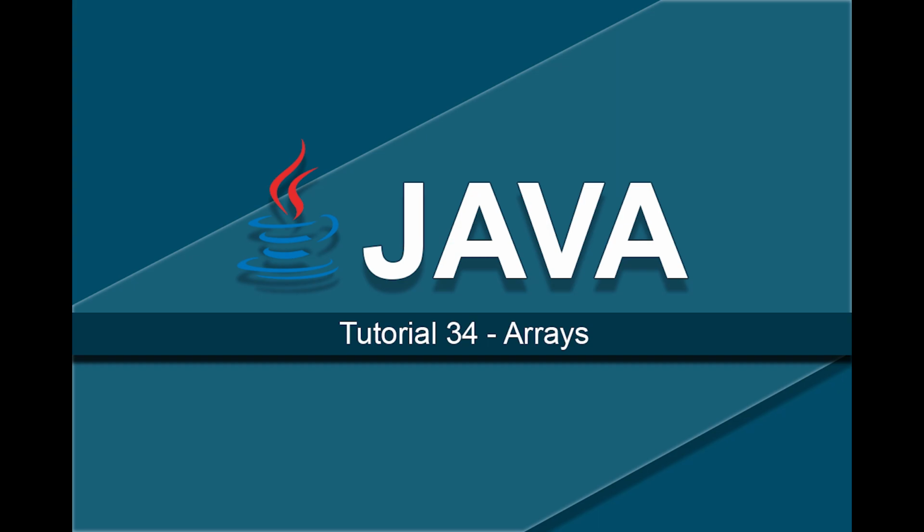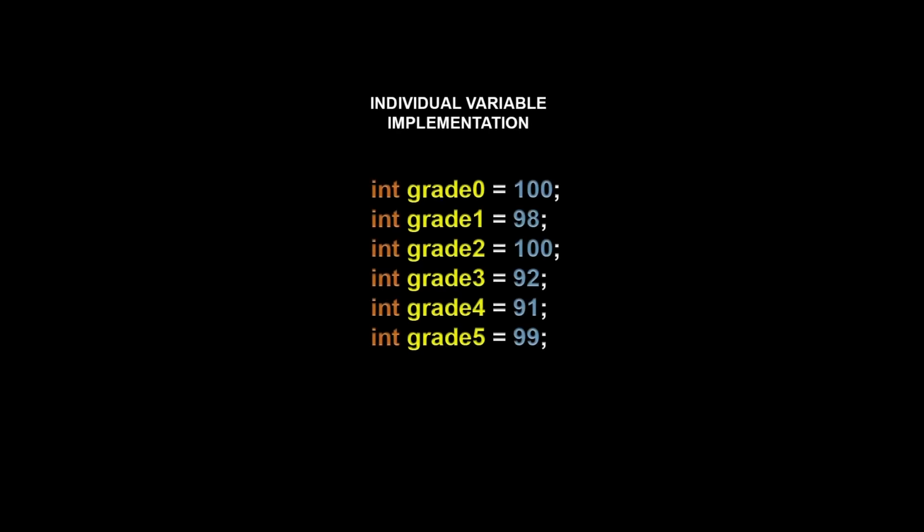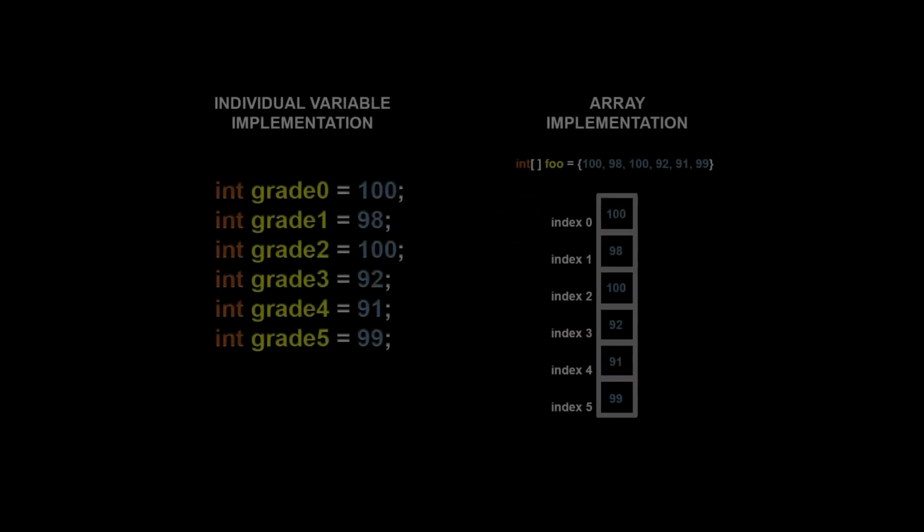An array is used to store numerous values of the same data type in a single variable. An array can store any primitive data type or object type as long as all values stored within the array are of the same type. For example, instead of declaring a new variable for each test score, as seen here, all test scores can instead be stored in one array.